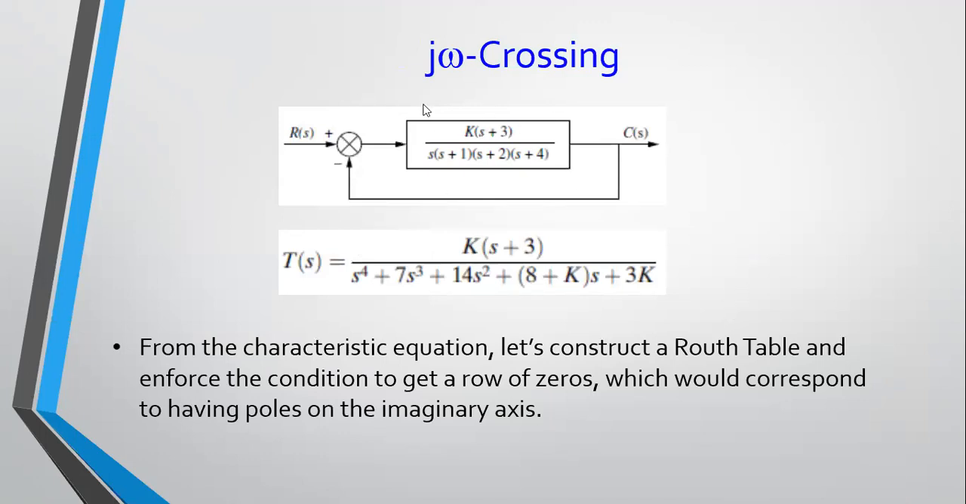From your unity feedback system, from the open loop transfer function, you can find your closed loop transfer function, because of course your Routh table is constructed from the characteristic equation of the closed loop transfer function. If you do that, this is the result we're getting. Now from this polynomial in the denominator, in terms of k, of course, because we're not fixing the value of k, we want to find the value of k for which you have a jω crossing. Remember, the root locus is the path of your poles as you vary k. So from the characteristic equation, let's construct a Routh table and enforce the condition to get a row of zeros by choosing a suitable value of k.